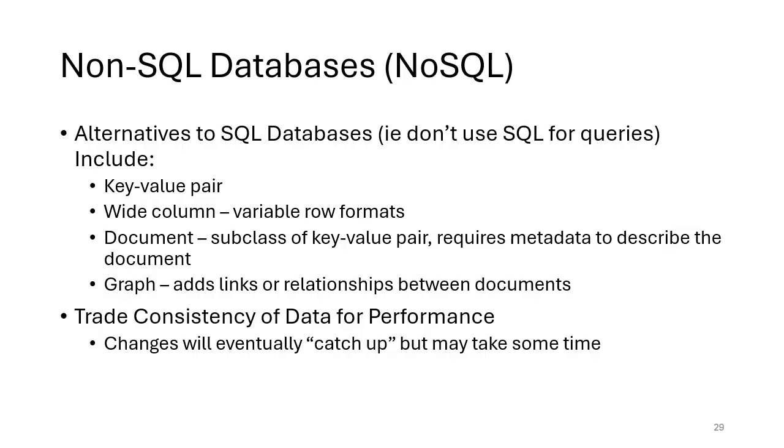Some of these trade consistency for performance. It could be that sometimes if you're logging multiple key value pairs, for example, you might not get that consistency of data. Depending on what your database is doing, that may eventually catch up, but it might take some time. But these NoSQL databases are very good for high-level analysis and maybe also for working with machine learning and artificial intelligence type techniques as well. So they do have their uses, but they are often very different to the SQL type databases that we've looked at previously.